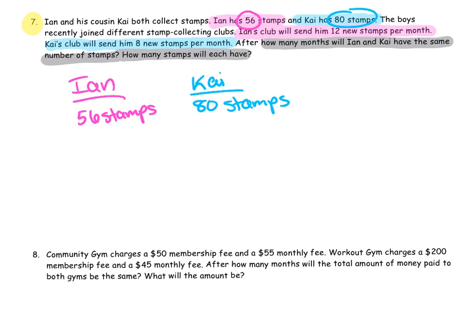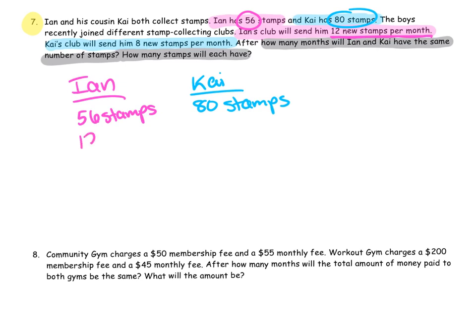Ian's club is going to send him 12 new stamps per month. So if we're in January, he gets 12, February 12, March 12. Okay, he's just going to keep getting 12 every month. How do we represent that using a variable? He's going to keep getting 12 every month. So 12 one month, 12 another month, 12 the next month. It just keeps happening like that.